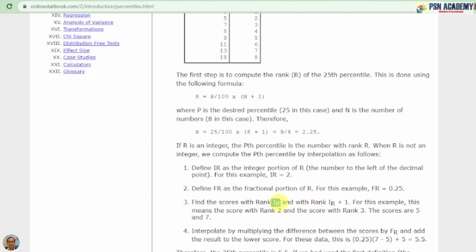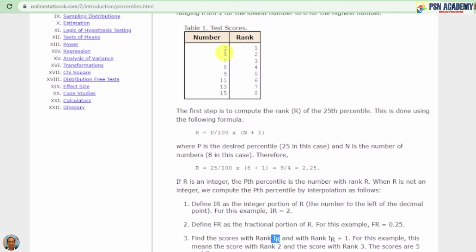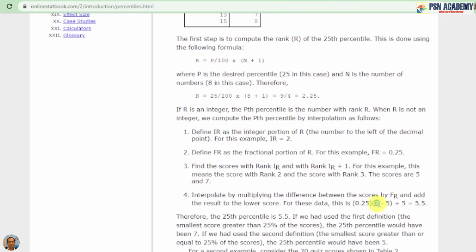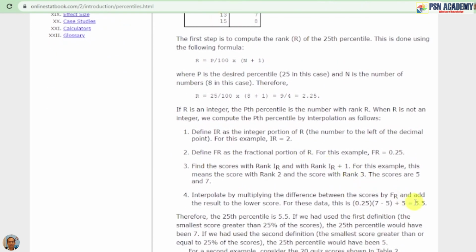The score for IR is 2, so the score for IR is 5. And the score for IR plus 1, that means the score for 3, is 7, right? So 7 minus 5, you take the difference, you multiply it by this 0.25, that means 25 by 100, and you add this to the lower score, that is the 5. So you get the interpolation as 5.5.